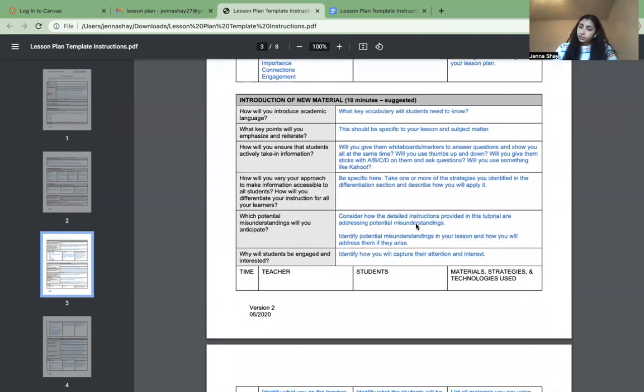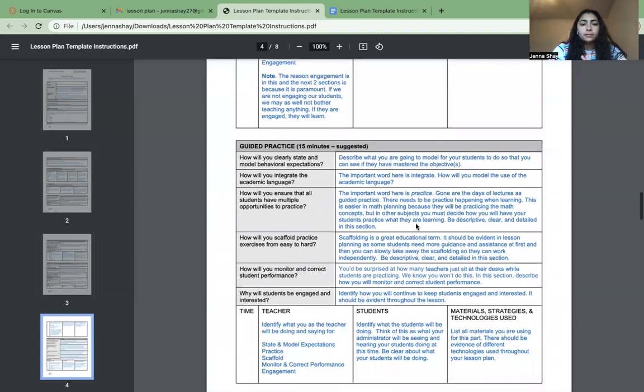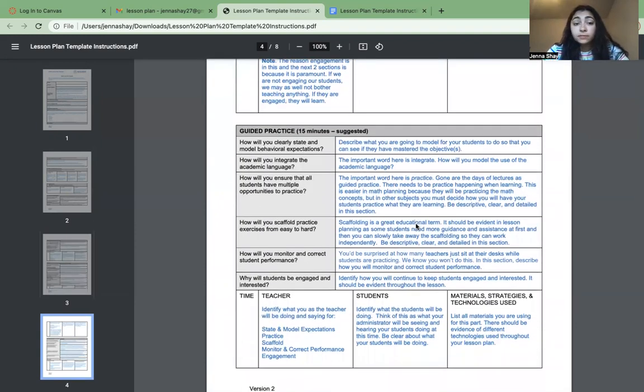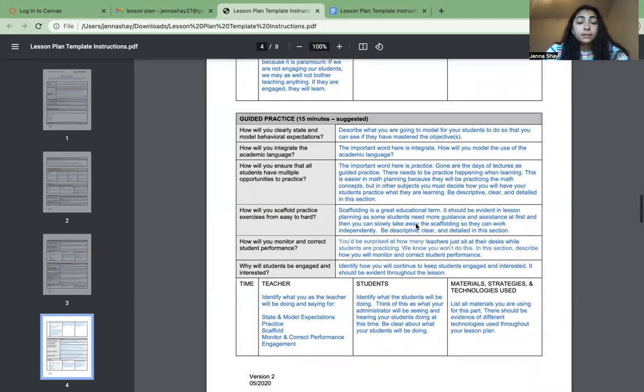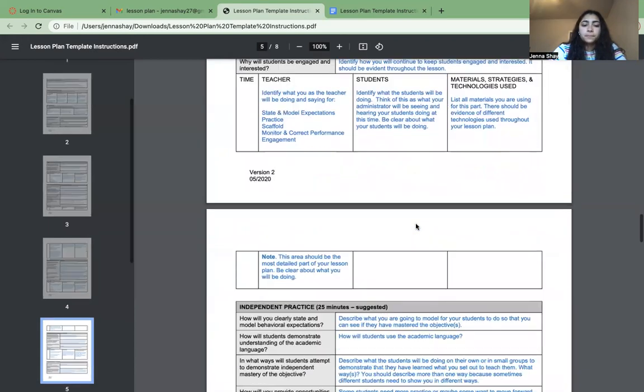And then the introduction of the new material. Obviously, it's going to be very new to the students, so you've got to be not too slow, but not too fast, making sure they are learning at a comfortable pace. So I like that. The guided practice, I would truly love to learn more about this. It's explaining how you will clearly state and model behavior expectations, how you will integrate the academic learner language. So it gives you more understanding of how this practice is going to be learned.